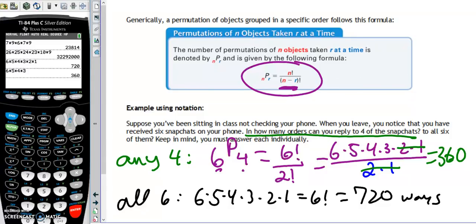The next page in the packet is your homework. Please use the notes and these examples to help fill these out. Thinking about how the order matters, just look at all of these, and then we will talk about this next time in class.